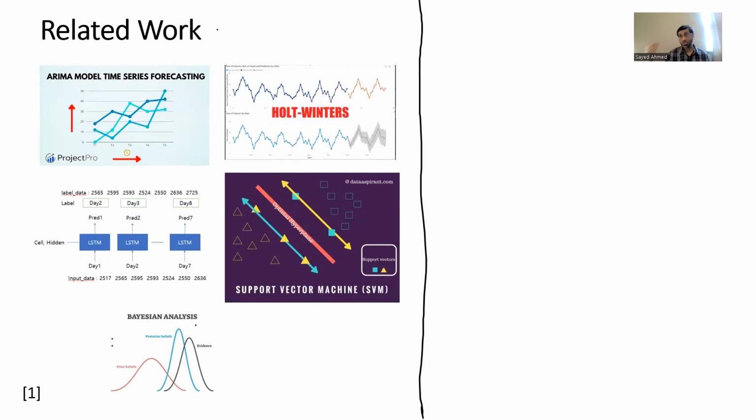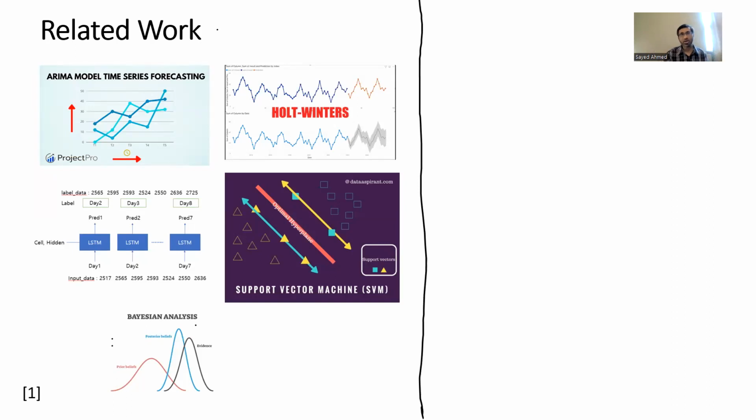So what are other works in stock price prediction? People use many different models: ARIMA, the traditional statistical model, Holt-Winters, LSTM, support vector machines, and Bayesian analysis. It is seen that LSTM and SVM usually work well.